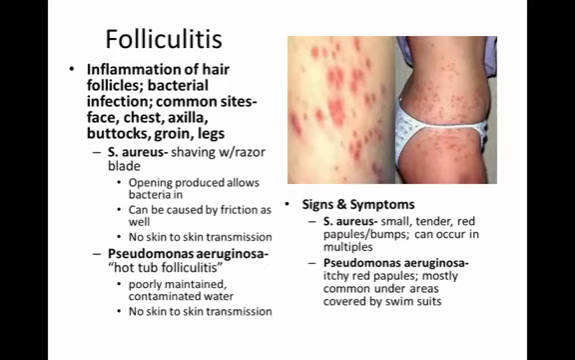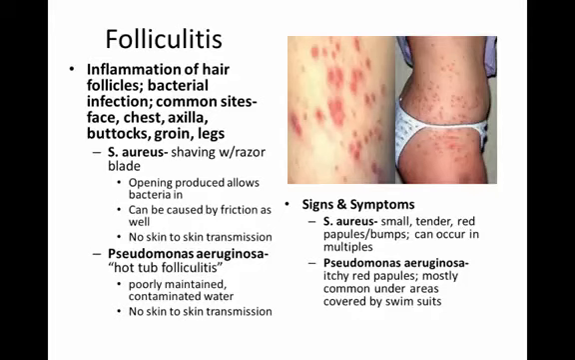There is no mode of transmission and cellulitis is not contagious. Folliculitis is an inflammation of the hair follicles. This is typically from a bacterial infection. Common sites include the chest, face, axilla, buttocks, groin, and legs. The S. aureus bacteria can occur when shaving with a razor blade. Possible openings in the skin from nicks from shaving can allow the bacteria in. It can also be caused by friction as well. There is no skin-to-skin transmission.